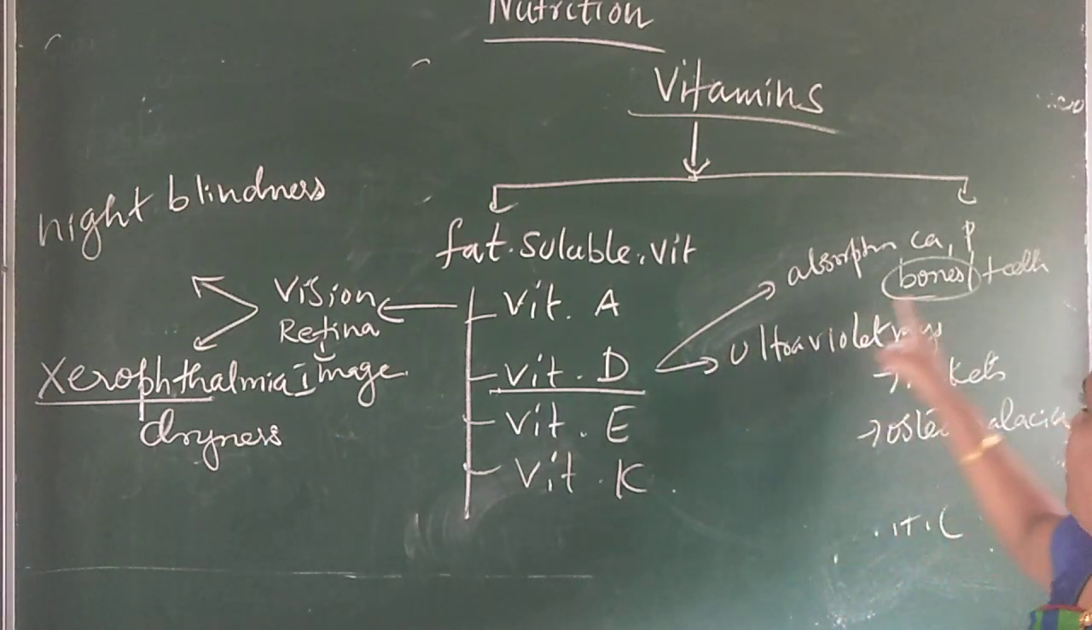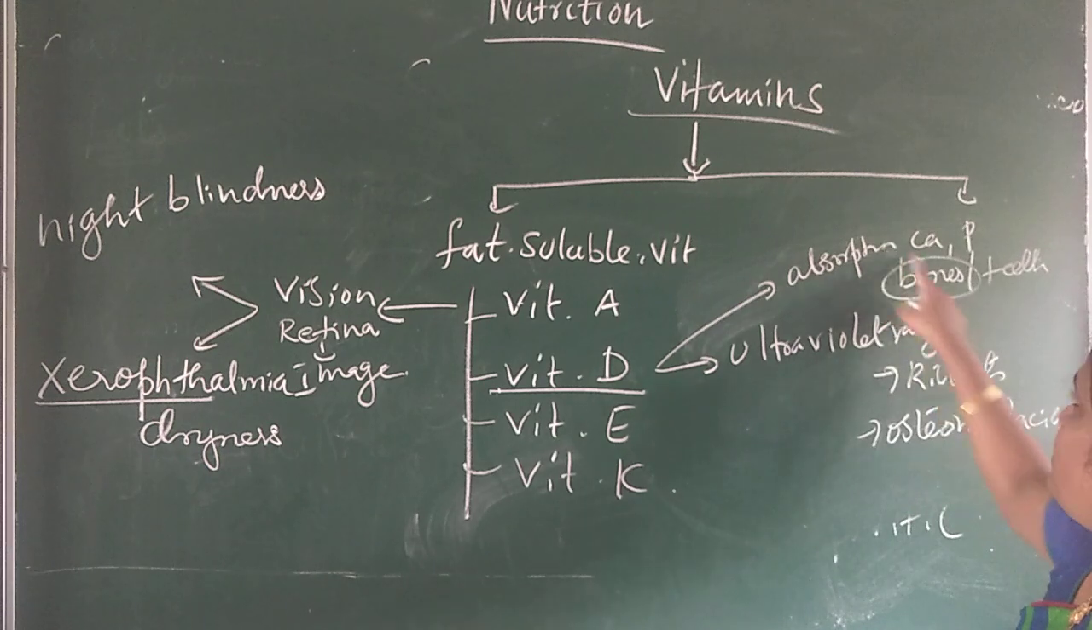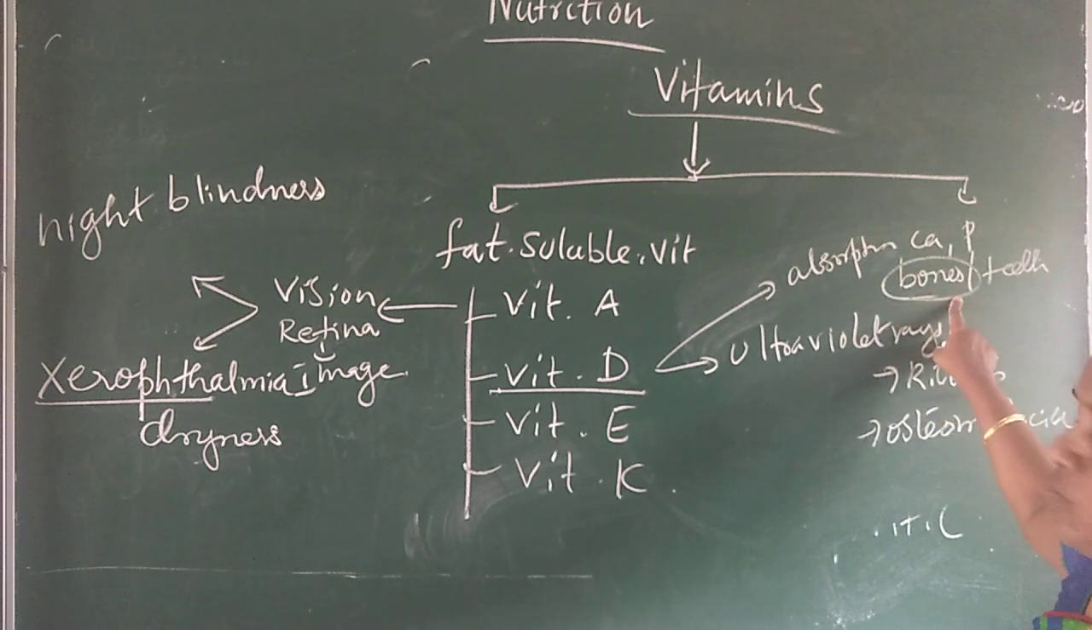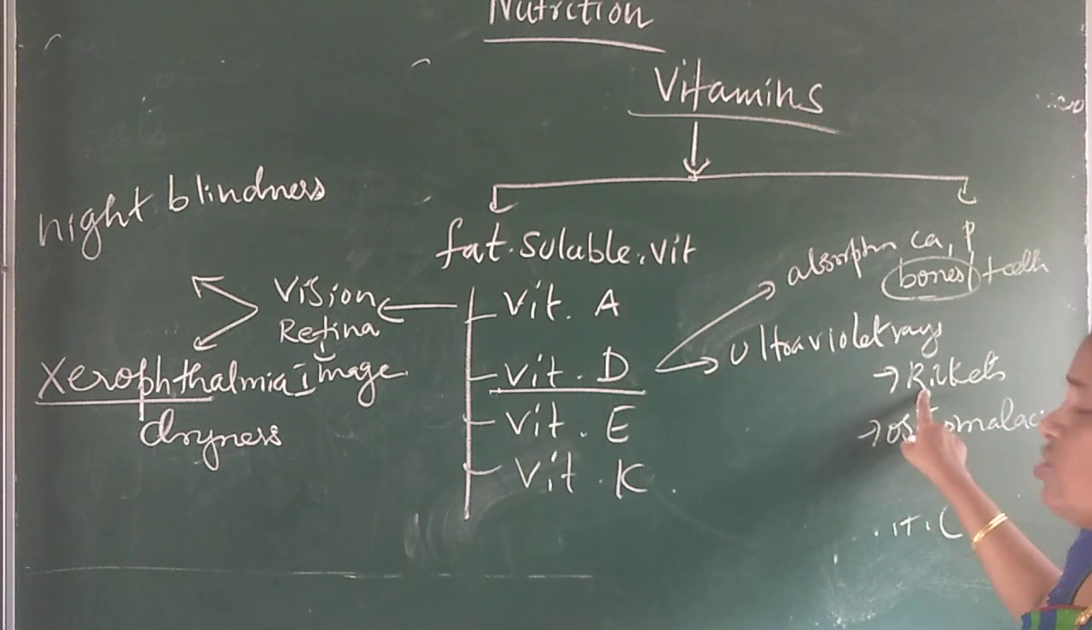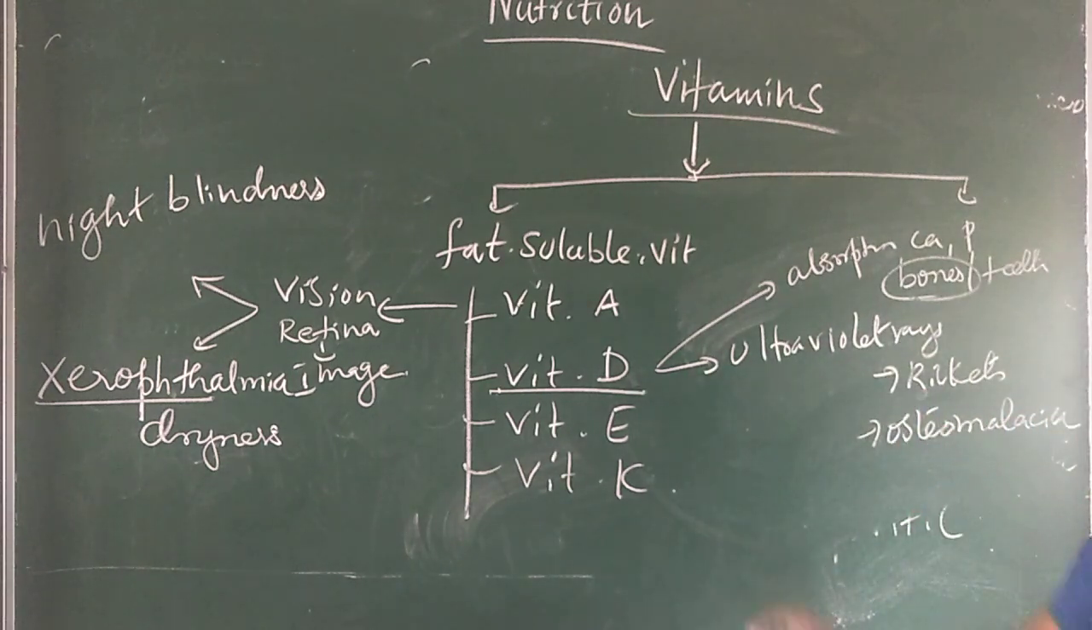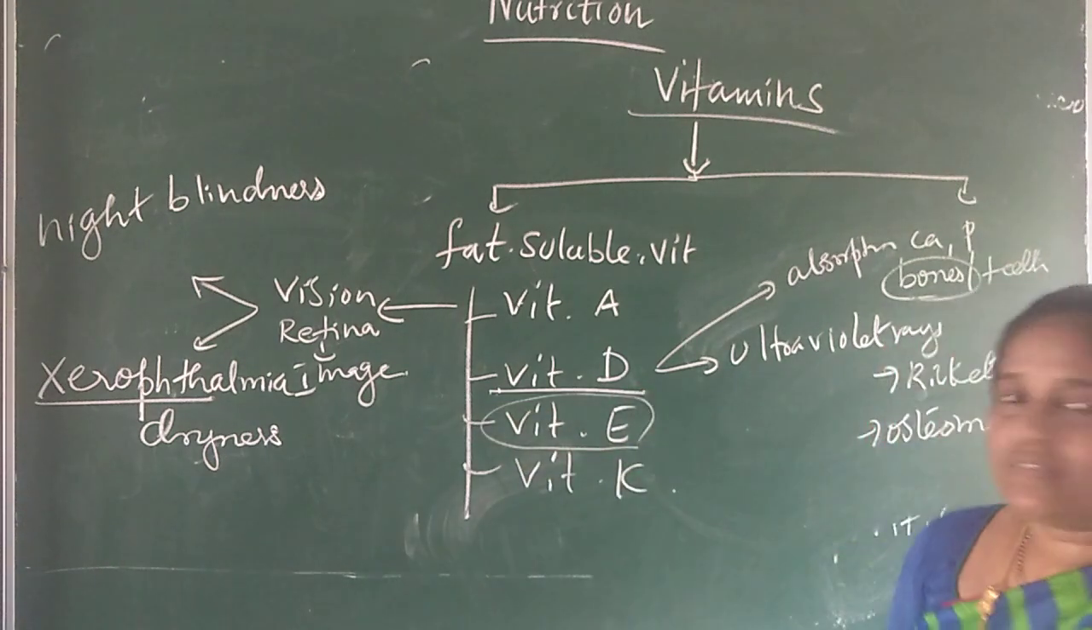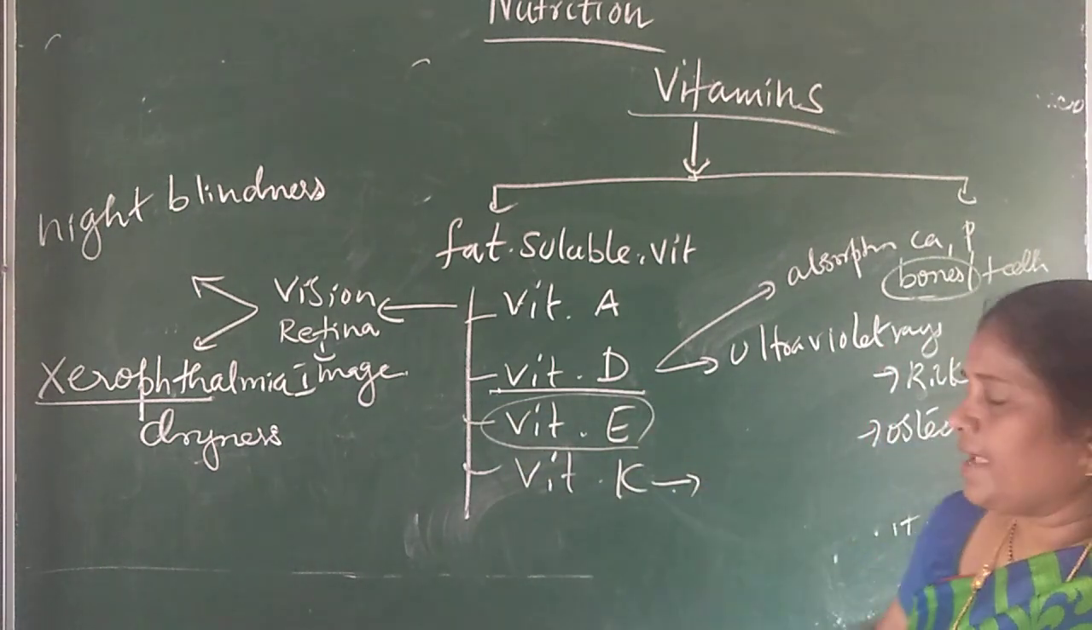So vitamin D is important for the absorption of calcium, indirectly useful for bones and teeth, mainly bones. If vitamin D is lacking, that causes rickets in children, and osteomalacia. Vitamin D is not in the syllabus. Now coming to vitamin K.